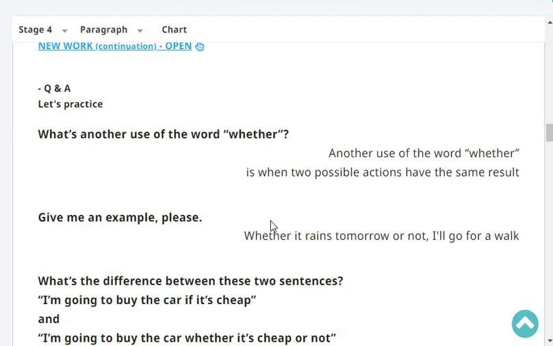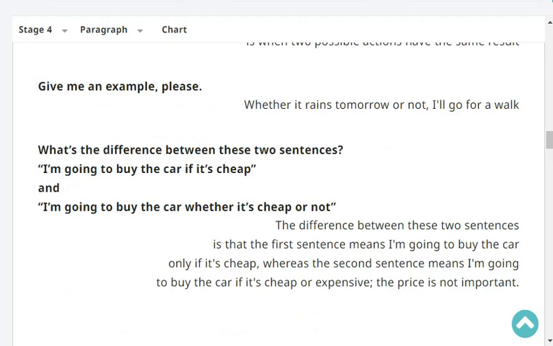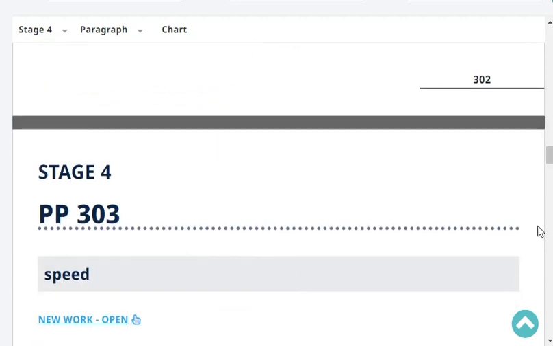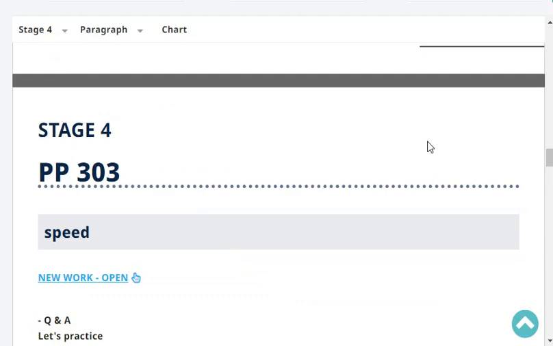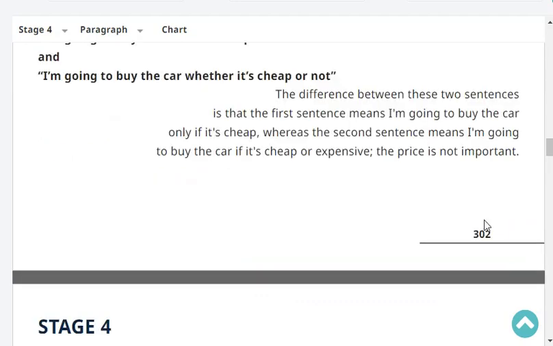Give me an example, please. Whether it rains tomorrow or not, I'll go for a walk. What's the difference between these two sentences? I'm going to buy the car if it's cheap, and I'm going to buy the car whether it's cheap or not. The difference between these two sentences is that the first sentence means I'm going to buy the car only if it's cheap, whereas the second sentence means I'm going to buy the car if it's cheap or expensive. The price is not important. Very good.